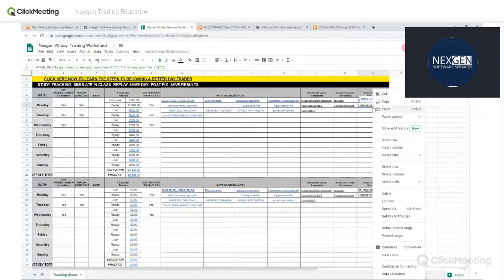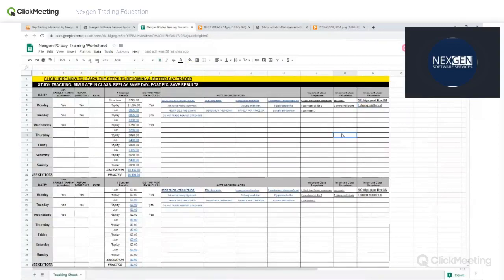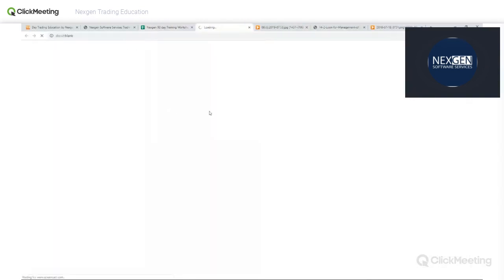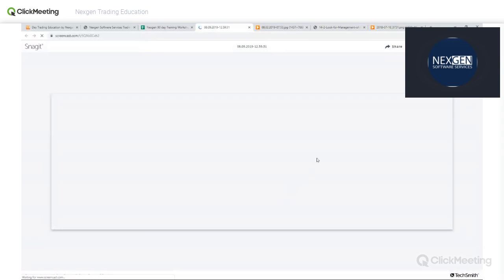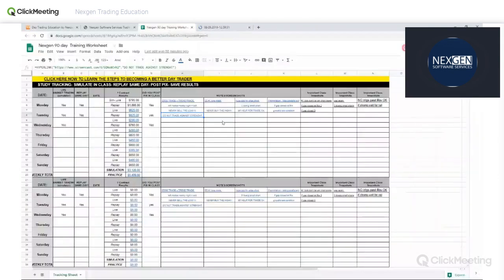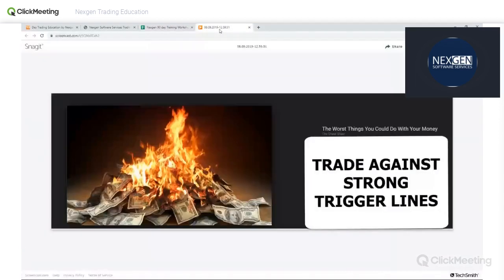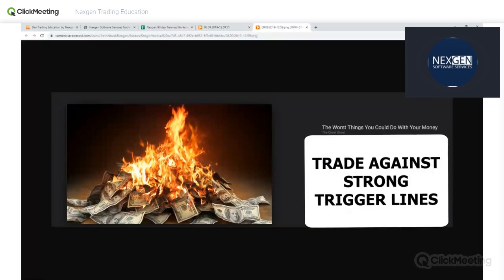What did we do? Again, strong triggers. This was our visual representation of don't trade into strong triggers too much. Let's see if it comes out right. You don't have to trade. Man, that's really taking a long time. Do not trade into super strong trigger lines against you. It's one of the most dangerous trades you can do.